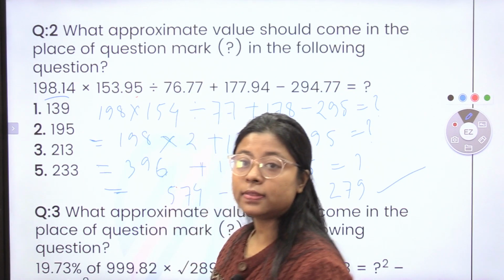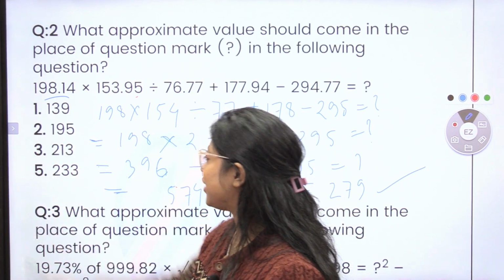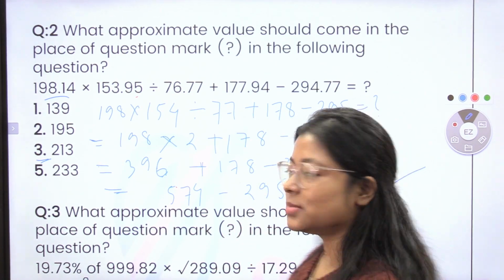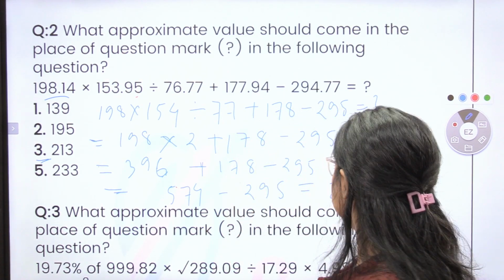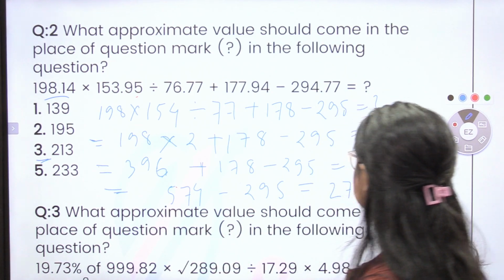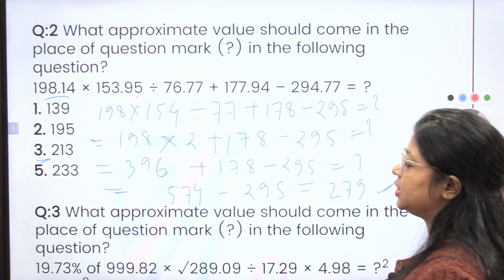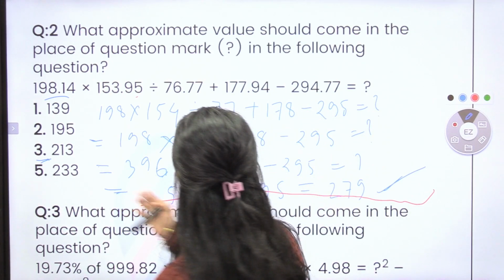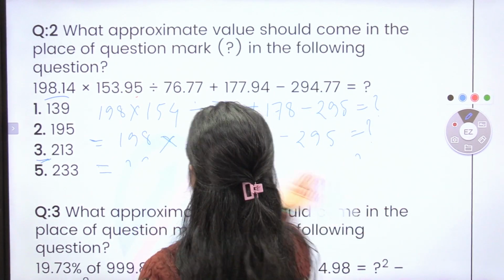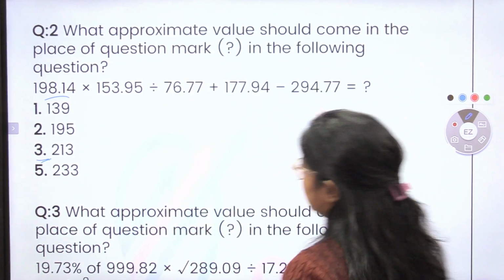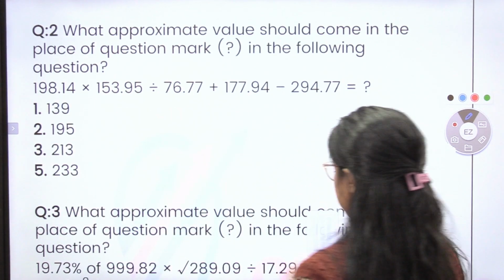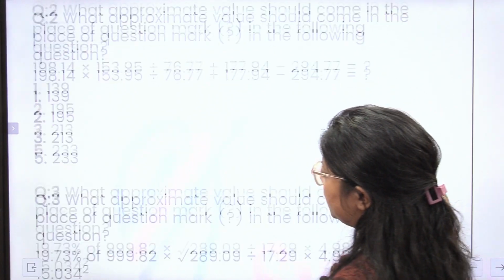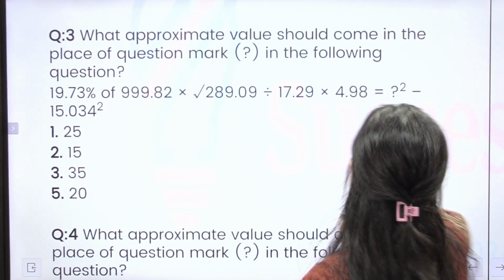Okay, let's see one thing here. We have options 1, 2, 3 and 5. Option number 4 is missing here. So maybe it is a printing mistake or typing mistake. It should be a typing mistake. That means your answer is 279, and your option should be 4. Right? Let's do the next question. Let's do the next question together. Now you know how to solve. Let's do questions together. Okay, question number 3.